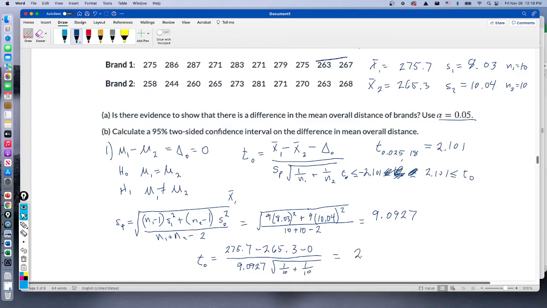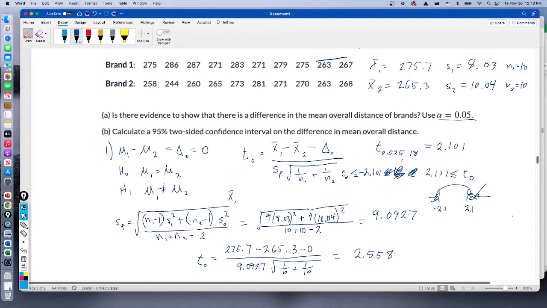Calculate that, you should get 2.558. Now, where is this? 2.558 compared to this, t naught is greater. So again, we've got this curve. These are our rejection regions. So if we're at negative 2.1 or positive 2.1, then 2.558 is going to be in that rejection region.